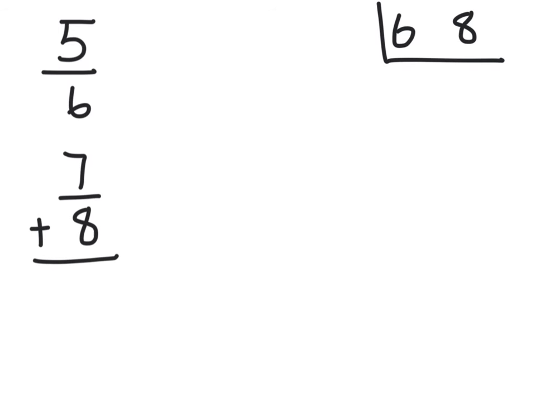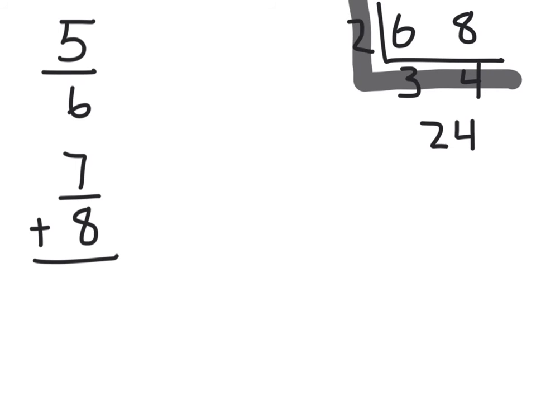And 6 and 8, I can take a factor of 2 out, and that gives me 2 times 3 gives me 6, and 2 times 4 gives me 8. And then I'm going to multiply my outside numbers, and I'm going to get 24. So 24 is going to be my common denominator. So I'm going to put an equal sign up here and put a 24. And now I have a little equivalent fraction problem. 6 times what number gave me 24? Well, 6 times 4. So therefore, I'm multiplying that by 4.